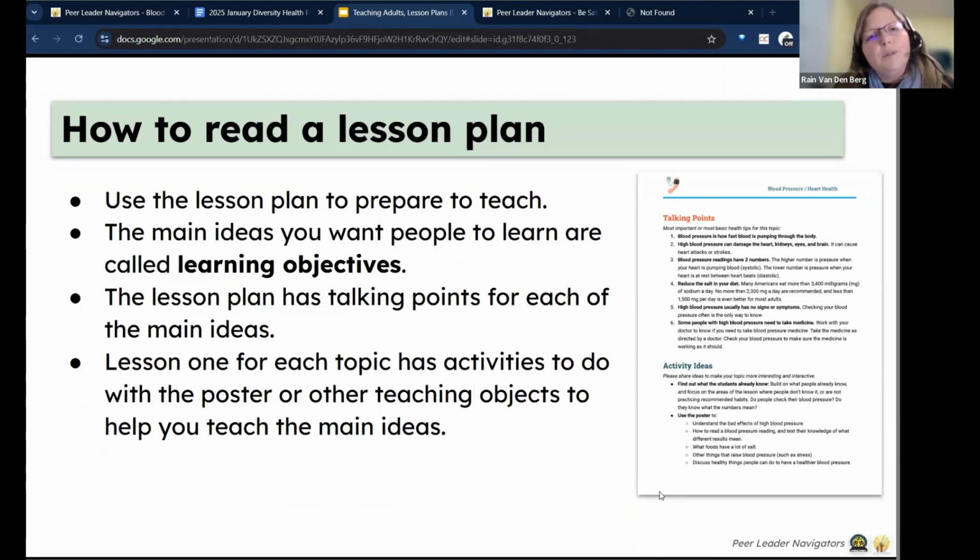And then you're using this to really prepare to teach a topic. The main ideas you want people to learn are called learning objectives. We use that term as educators to mean those main ideas. The lesson plan has those learning objectives and then talking points for each of the main ideas, to give you ideas for how to explain it. And then lesson 1 for each topic has activities to do with the poster or other teaching objects to also help you teach those main ideas.